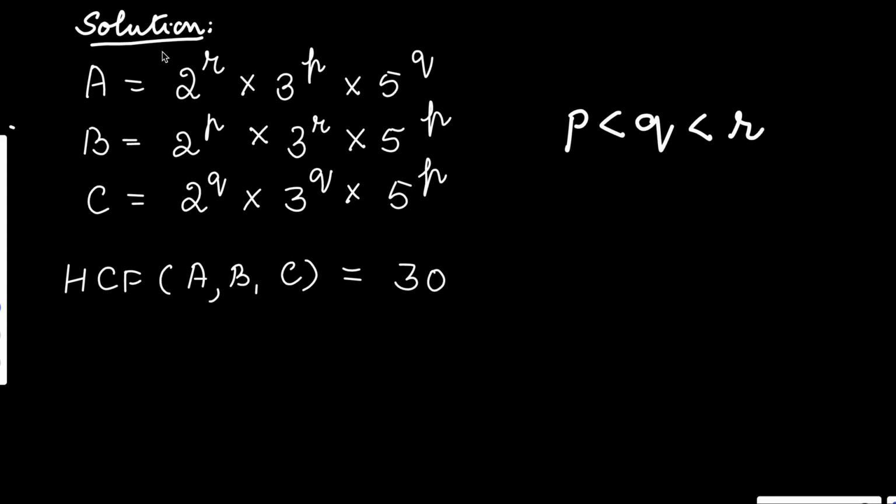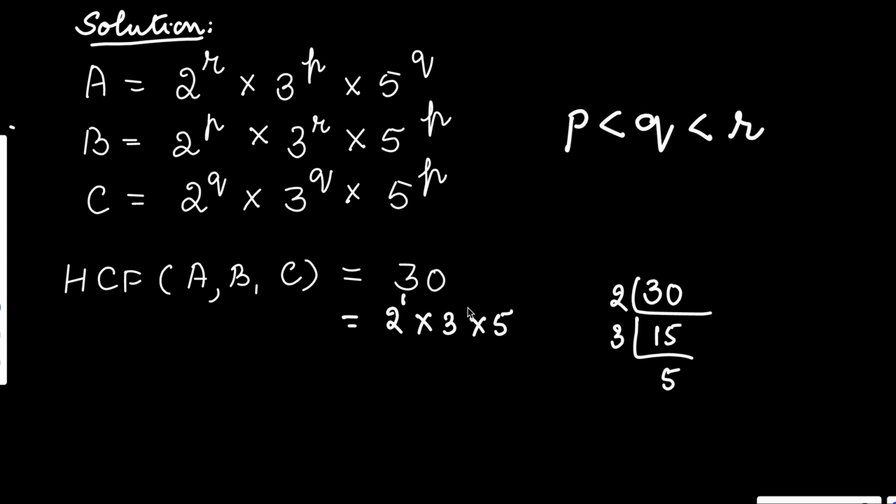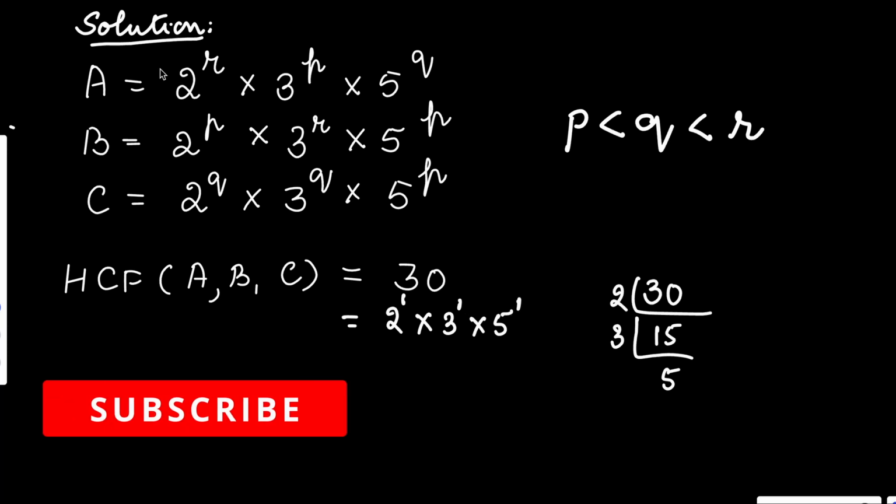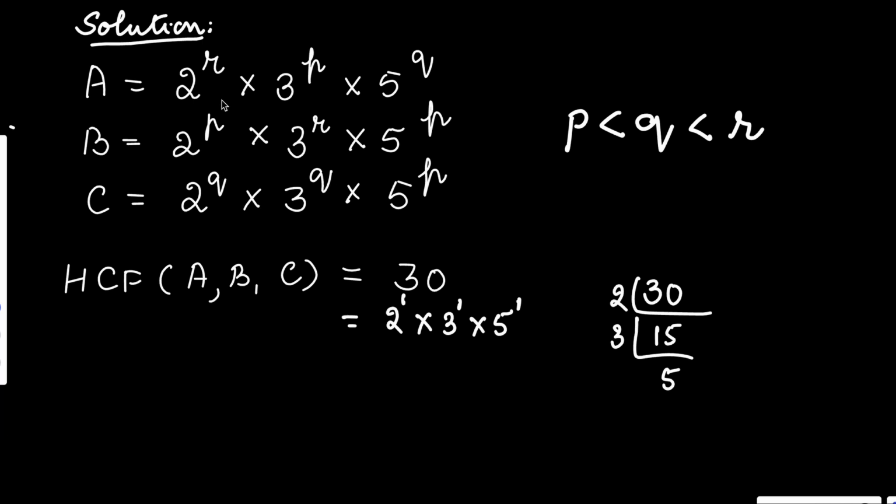We are coming to the solution of this. I wrote the numbers A, B and C. HCF of A, B, C is given 30. Let us prime factorize this. 2 15 times, 3 5s are 15. So we can write 2 into 3 into 5, and here all the powers are 1. Now we will find out the HCF of these three numbers. When we find the HCF, we always write the common factors having the lowest power.